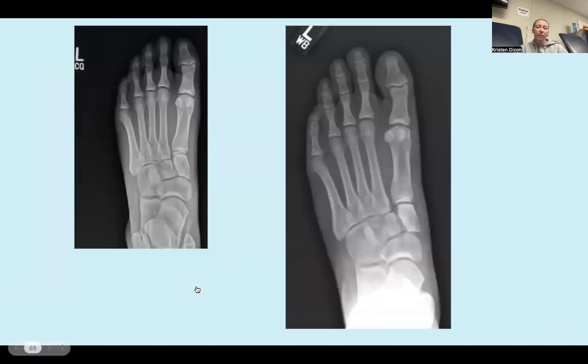So here we got some x-rays of it, and you can see we're looking at the space between these two bones right here, and you can see these bones have a decent amount of space. Those should be touching, and that is the Lisfranc injury.